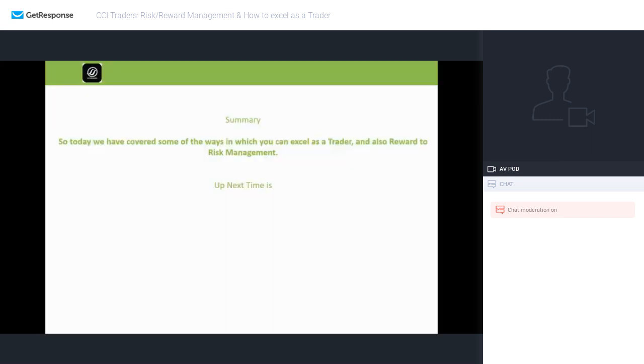Okay, so today we have covered some of the ways in which you can excel as a trader, and I hope you've got a lot of information that you can take away and use. And also we've covered reward to risk management and how you can adopt a higher reward to risk management, but keep the risk low but get your reward high. That way you don't blow accounts like many people have in the past because they've got greedy or they've tried to excessively risk.